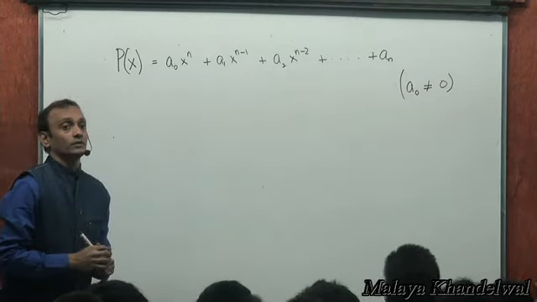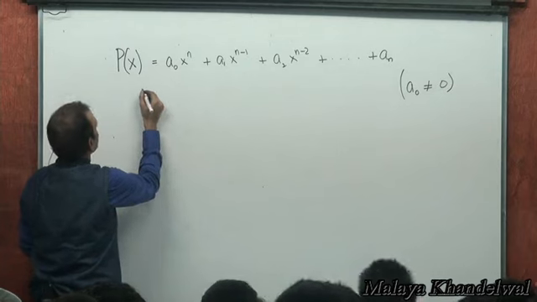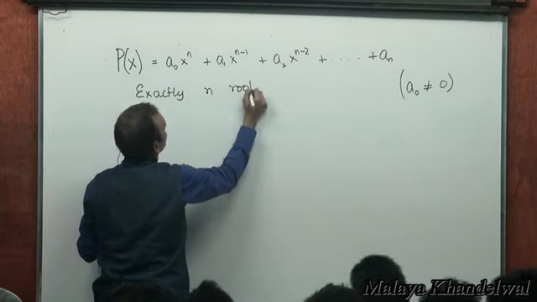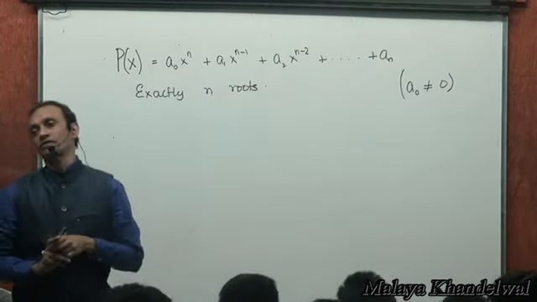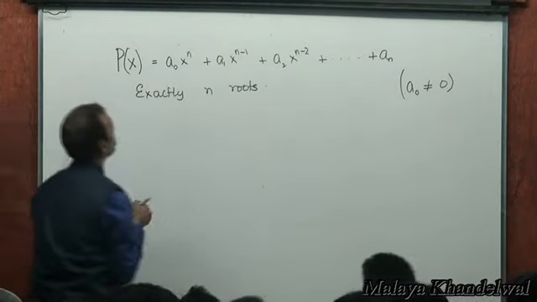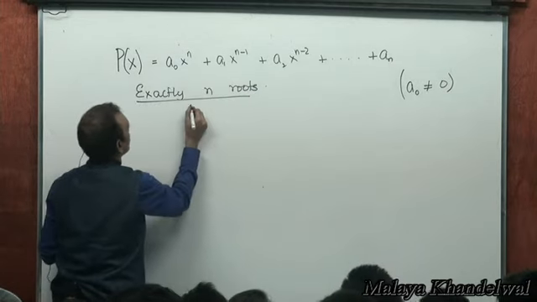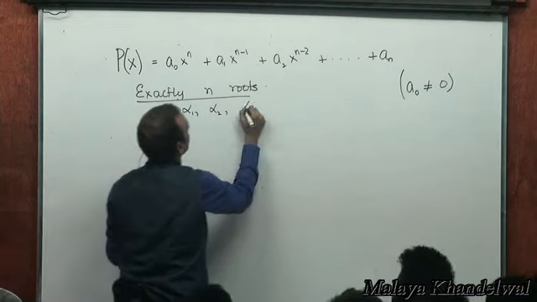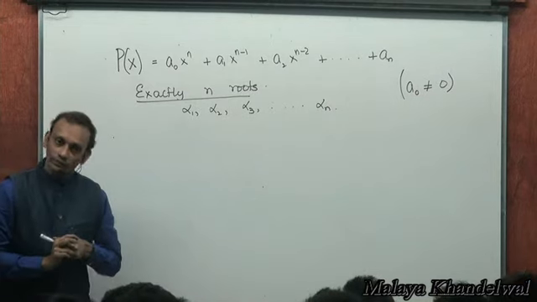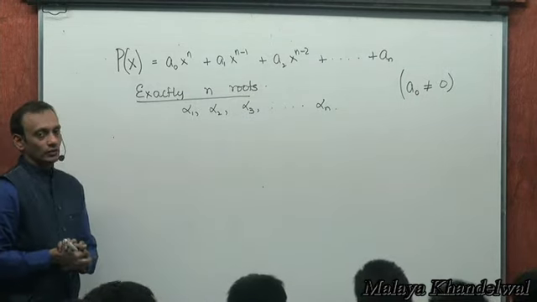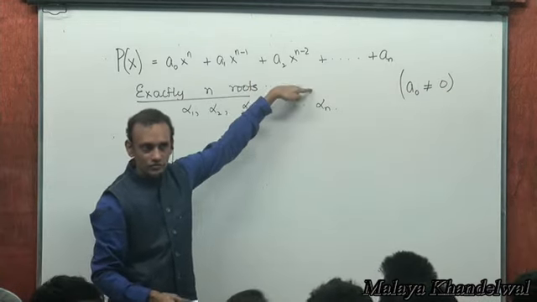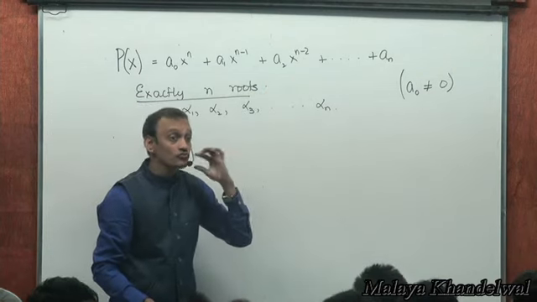Now a polynomial of degree n in x has exactly n roots, real or complex, distinct or coincident. Say the roots are alpha 1, alpha 2, alpha 3, alpha n. Now that means this polynomial will vanish for x equal to alpha 1, will vanish for x equal to alpha 2, will vanish for x equal to alpha 3, and so on and so forth, right?